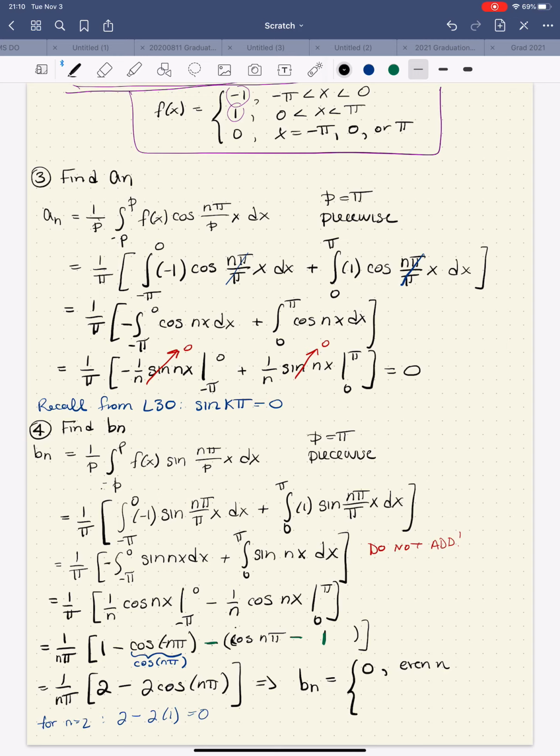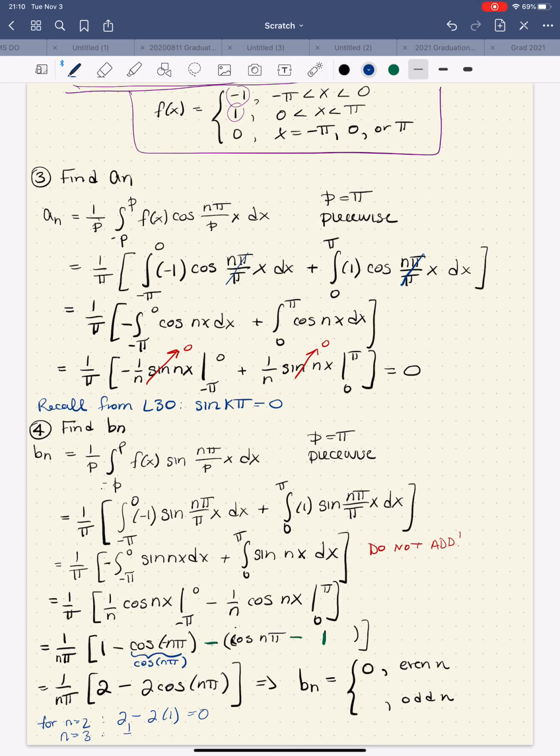Okay, so now for n is odd, let's try n equal to 3. Well, for n is odd, I have 2 minus 2 times cosine of 3 pi. And notice that's going to give us a negative value. So you're going to end up with 2 minus negative 2, which is 4, right? And now I care about what's on the outside.